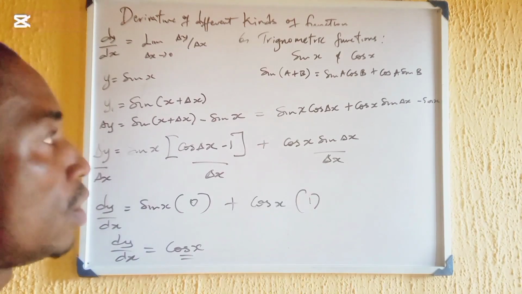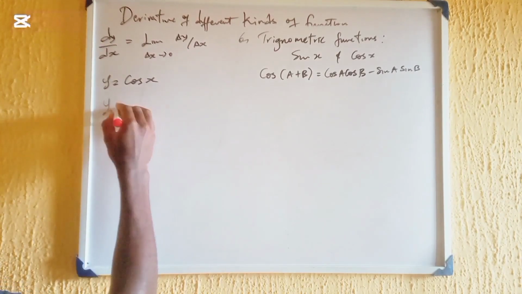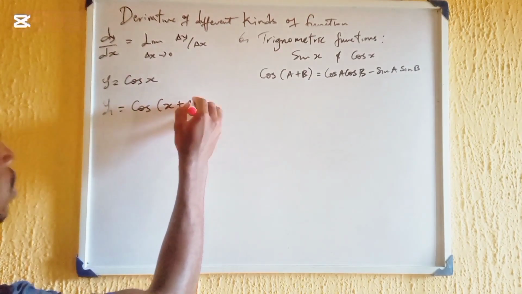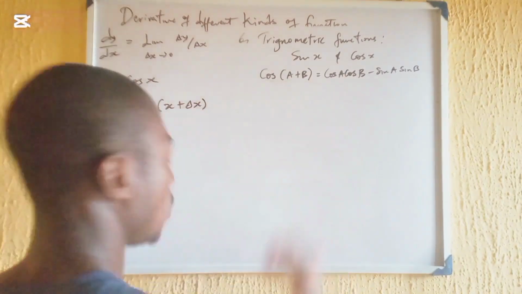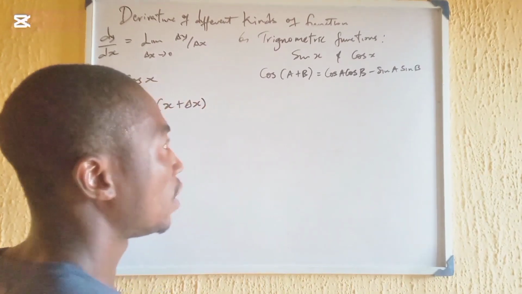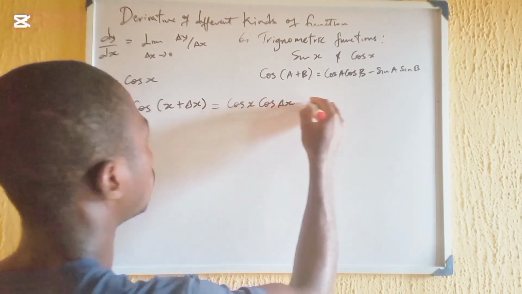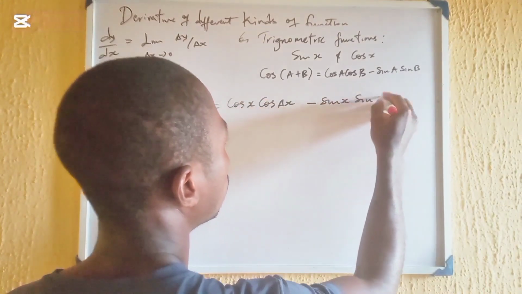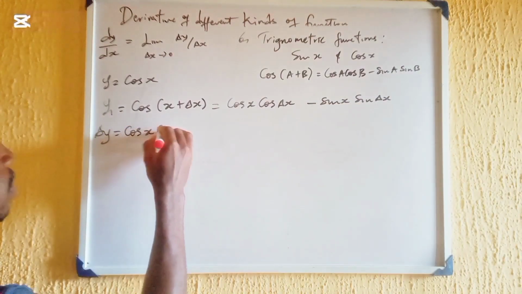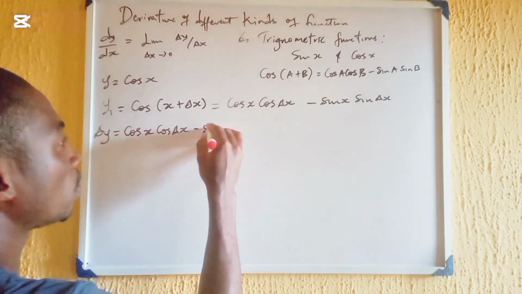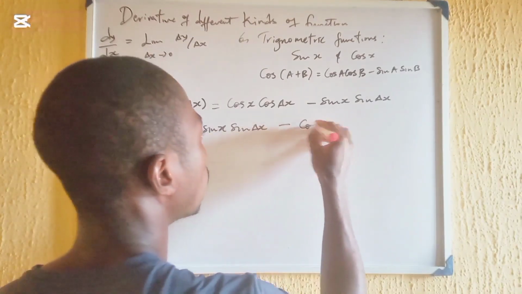Let's look at the derivative of cos x. Now, y is equal to cos x, implying that y1 is equal to cos (x plus change in x). Let's expand this. Cos(A plus B) is the same as cos A cos B minus sin A sin B. Now we apply this here, we'll be having cos x cos change in x minus sin x sin change in x. So change in y is equal to cos x cos change in x minus sin x sin change in x. Then we'll have minus cos x.